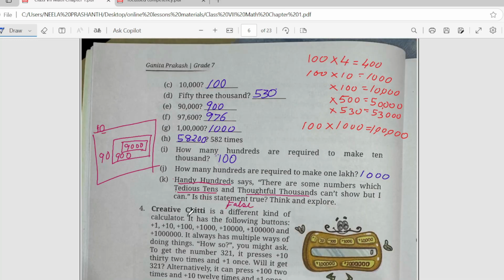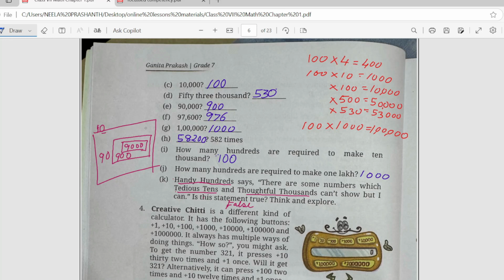Question number K. Handy Hundreds says there are some numbers which Tedious Tens and Thoughtful Thousands can't show, but I can. Is this statement true? Think and explore. Now here, look at this diagram. You have a box here which consists of all the numbers which are having tens.